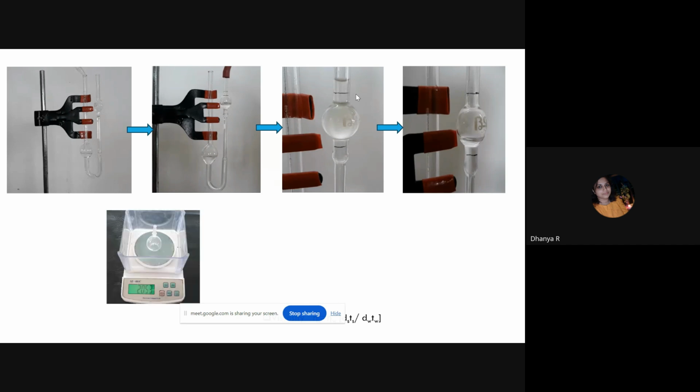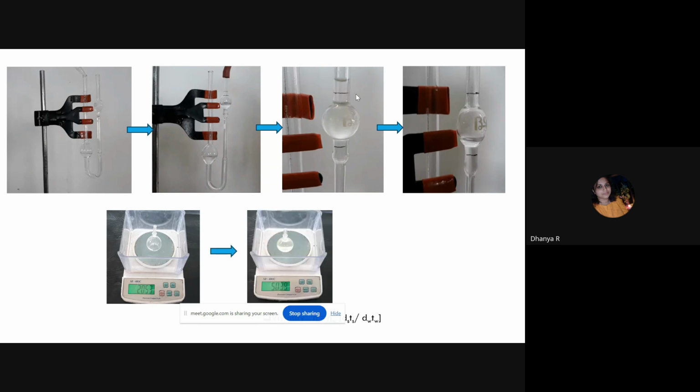Now comes the density. To find out the density, you have to first weigh the empty pycnometer and then take the weight of the pycnometer plus water or plus sample, and then you have to subtract W1 from W2 and divide by the volume of the water, the volume of your pycnometer, and you can substitute this into this equation and find out the viscosity.